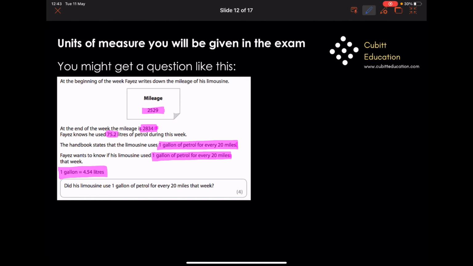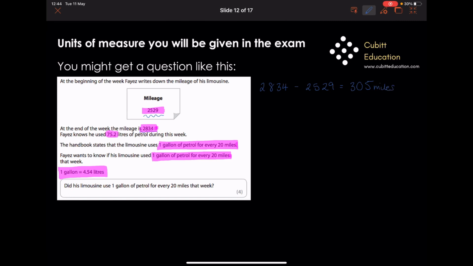Okay, so what we've got to do first then is we need to work out how many miles he did that week. So his limousine said 2,529, but now it's 2,834. So we need to do 2,834, and we're going to take away 2,529. That gives us 305 miles.